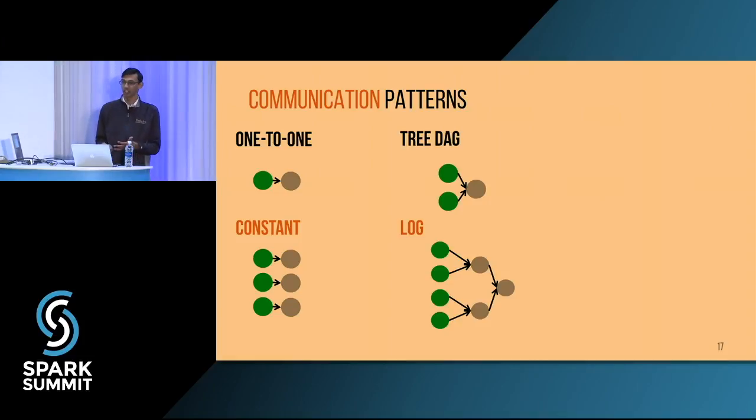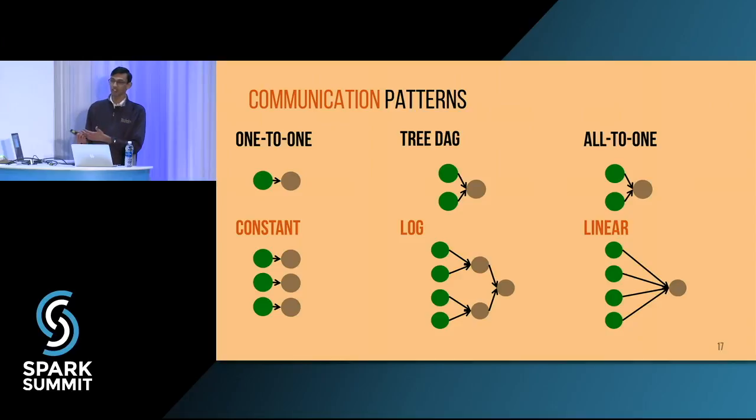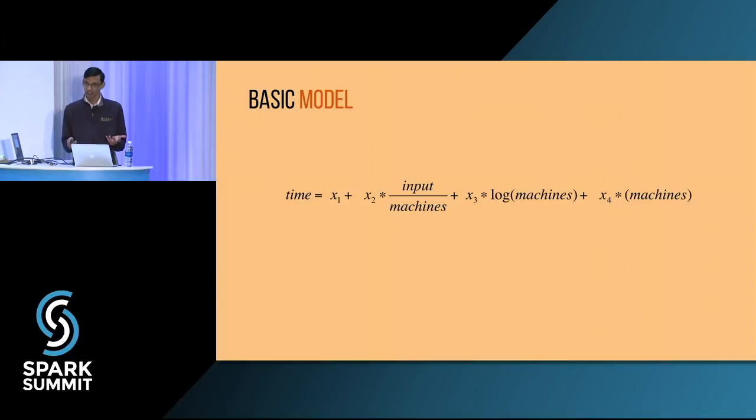There are other patterns, for example the tree aggregation pattern. This is found in Spark operations like tree reduce, where as you increase the number of tasks, you get a log factor increase in the total running time, because the number of stages in the tree increases as log n. Finally, we have the linear pattern, which you might see in operations like reduce or broadcast in Spark, where as you increase the number of tasks running, you get a linear increase in the total running time. Putting this all together, we can form a simple high-level performance model for such jobs as a sum of a number of terms.